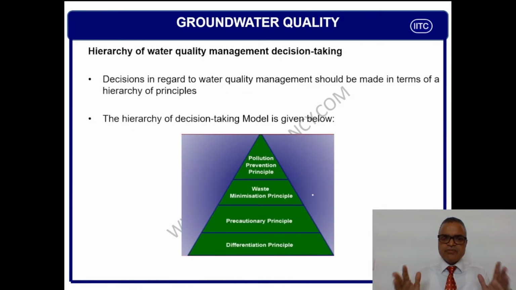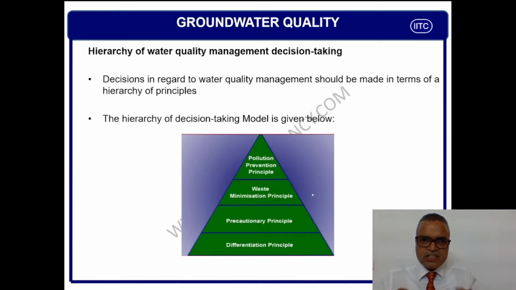Guys, in the beginning, we mentioned that we are going to do a risk assessment and the hierarchy of the water quality management decision making tool. So decisions regarding water quality management should be made in terms of hierarchy of principles, hierarchy of controls, hierarchy of decision making. And the hierarchy of decision making tool is given below. On the basis of this pyramid, we have to take decisions.